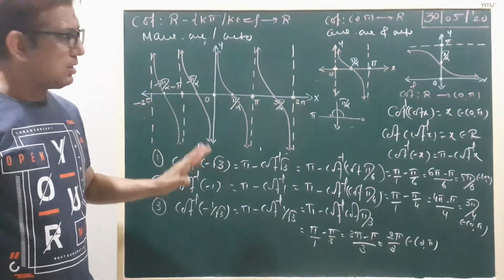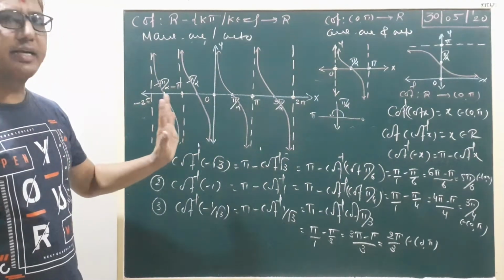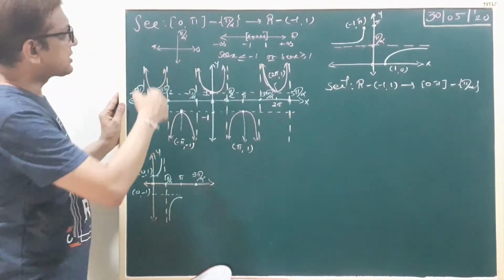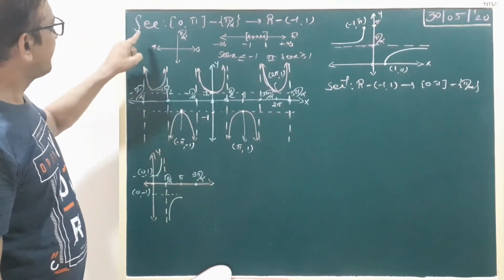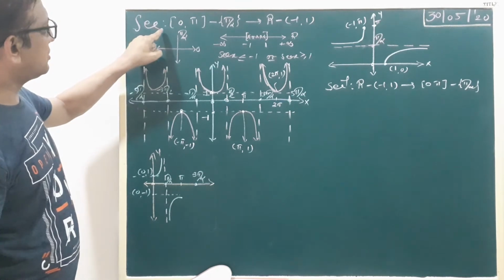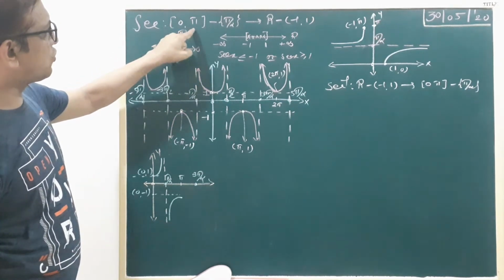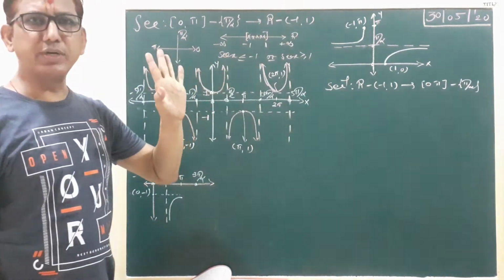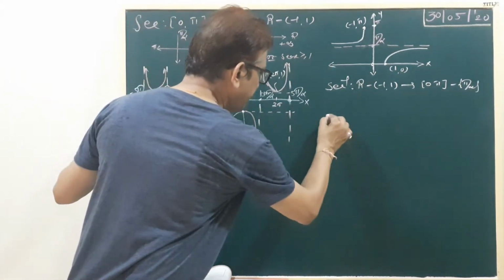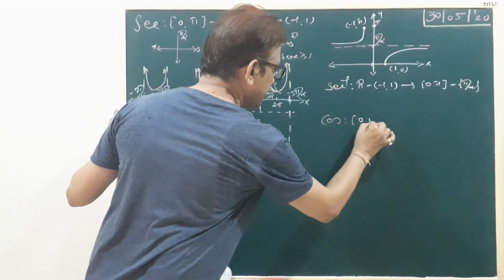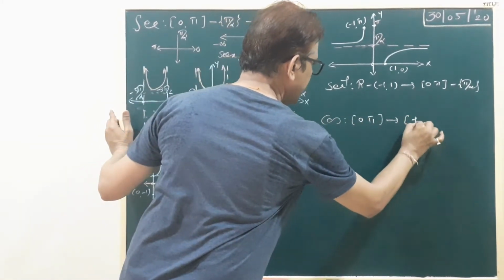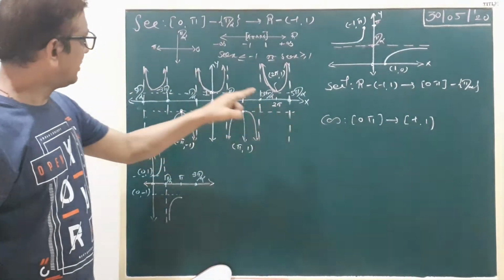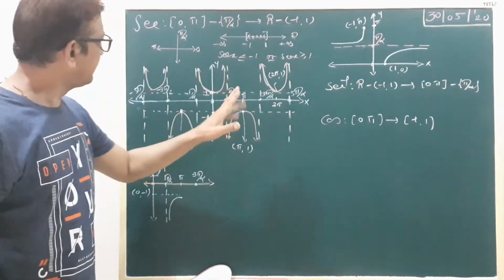Clear? Now we discuss the sec inverse and cosec inverse functions. Now we discuss the sec function. The sec function has domain closed interval 0 to pi minus pi by 2, tending to R minus open interval minus 1 to 1. Our cos function is what? 0 to pi tends to minus 1 to 1. Right? Sec is the reciprocal of cos.